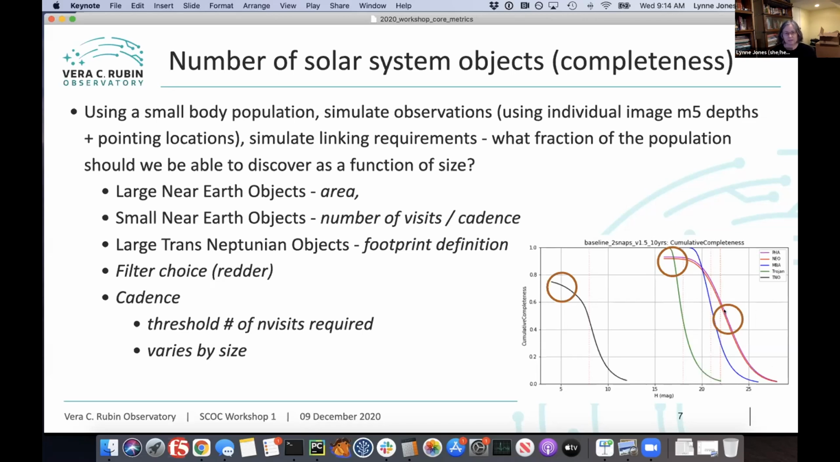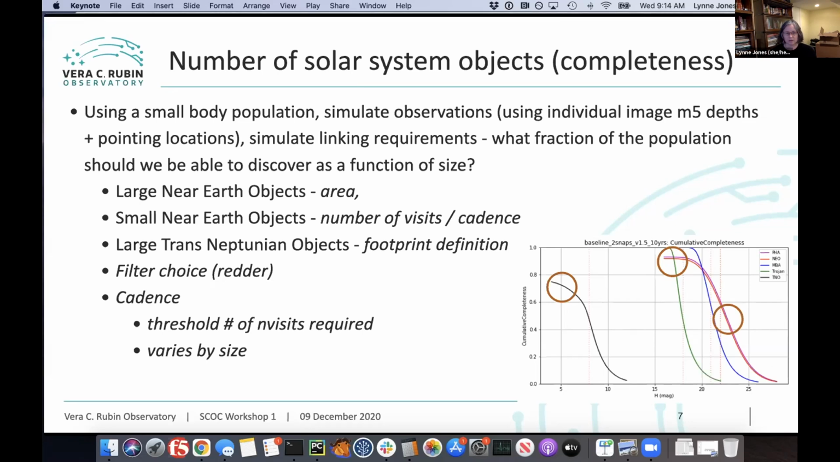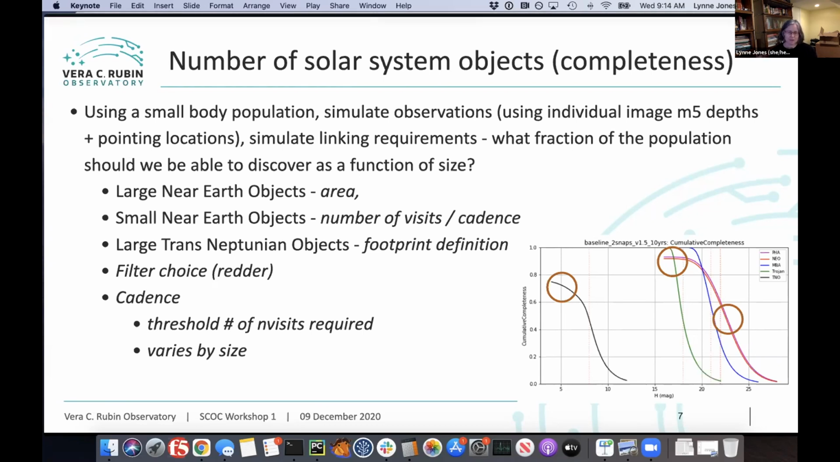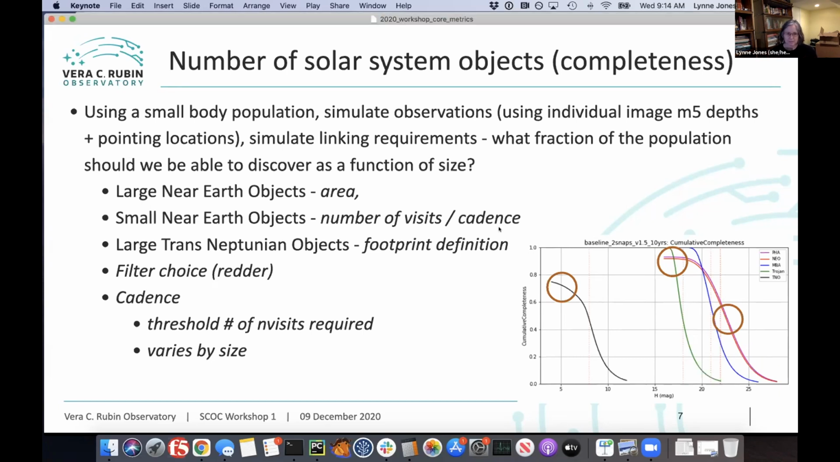The completeness at this point in the curve, because they're smaller and fainter, depends a lot on the number of visits and the cadence, because we're more likely to miss the objects if we don't have enough visits. And they're only visible for a shorter amount of time because they're smaller. That makes sense because as they're smaller, they come closer to us and get brighter, but for a much more limited amount of time.